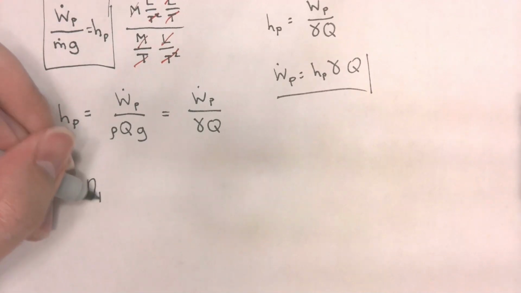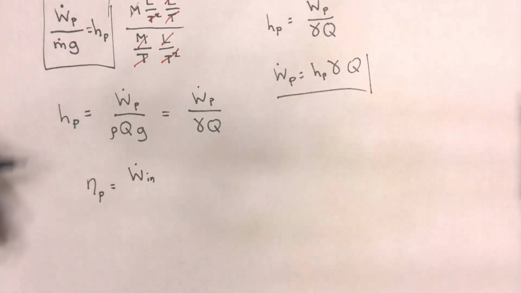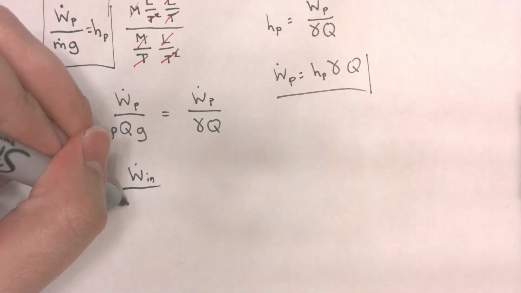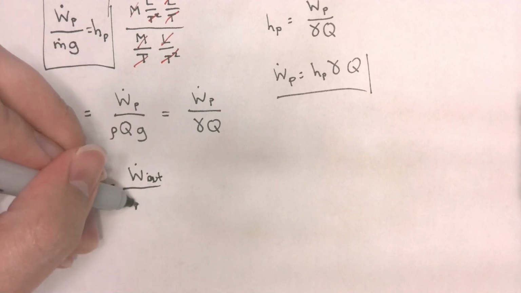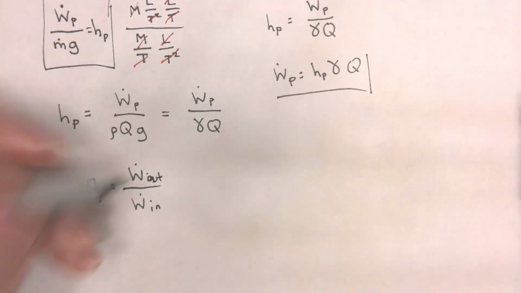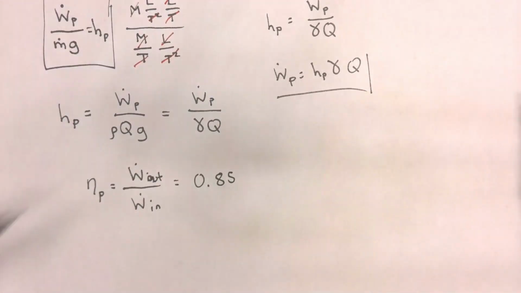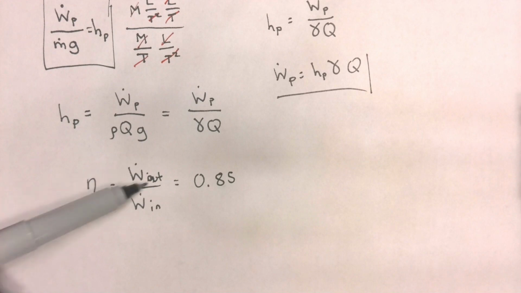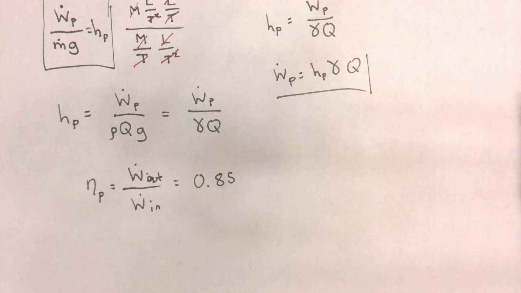That means that whatever power the pump produced, divided by whatever power came into the pump, should be equal to 0.85, because the pump can only produce 85% of the power that it received from the electrical source. This is because, well, that's just the way things work, right? There are losses in energy that occur throughout the pump.